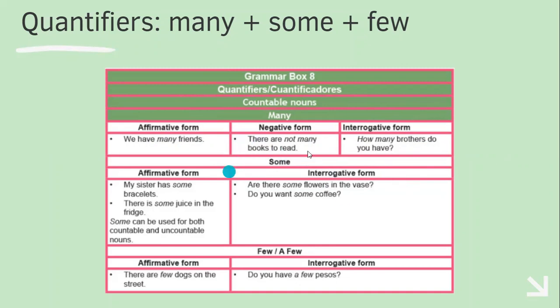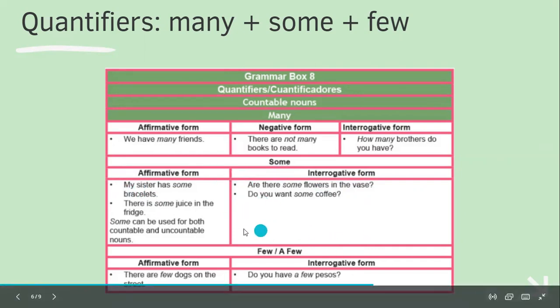Entonces, vamos a continuar con some. Some, dice aquí, my sister has some bracelets. Tiene algunos, ¿ok? Brazaletes. There is some juice in the fridge. Aquí o sea, hay algo de jugo. Mi hermana tiene algunos brazaletes, etc. And we have here few or a few. And the affirmative form would be there are few dogs on the street. Hay pocos perros, muy pocos. And in the interrogative form, do you have a few pesos? Tienes algunos pesos.